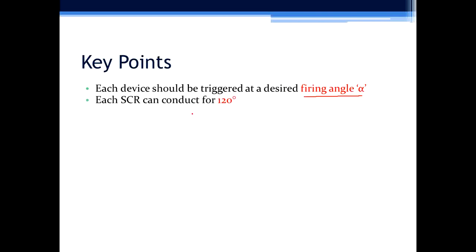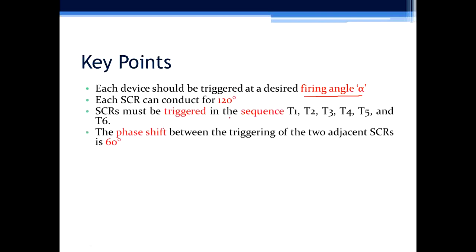Each SCR conducts for 120 degree. SCRs are triggered in sequence 1, 2, 3, 4, 5 and 6. The phase shift between the triggering of two adjacent SCRs is 60 degree. That means T1 will start conducting at 30 plus alpha. So T2 will conduct at 90 plus alpha. So the difference between them is 60 degree.